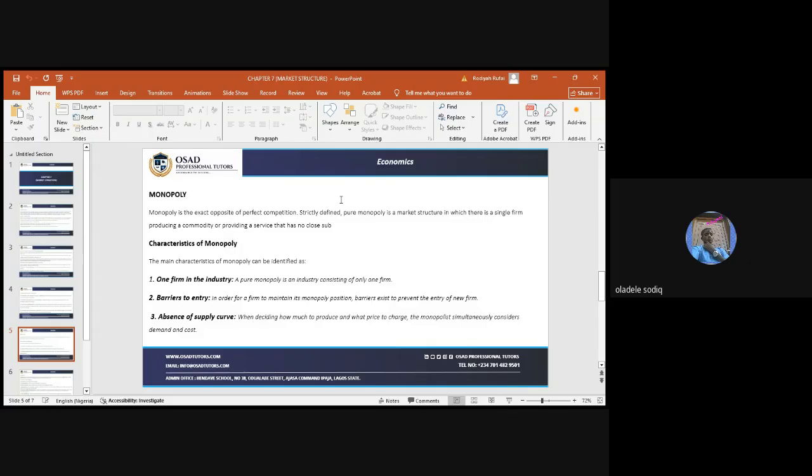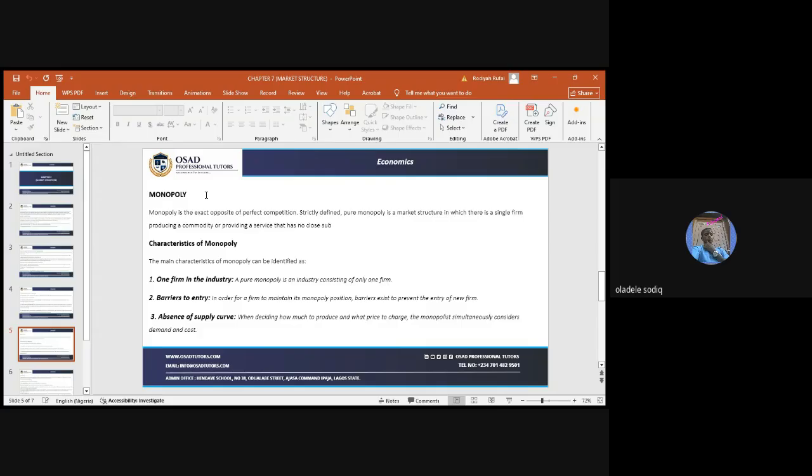So what is monopoly? Monopoly is a structure in which there is a single firm. If you say perfect competition, we have many firms in the industry. But under monopoly, we have a single firm, only one person, producing a commodity or providing a service that has no close substitute. So under monopoly, we have a single seller of a product, only one person selling a product in the market. That is monopoly.